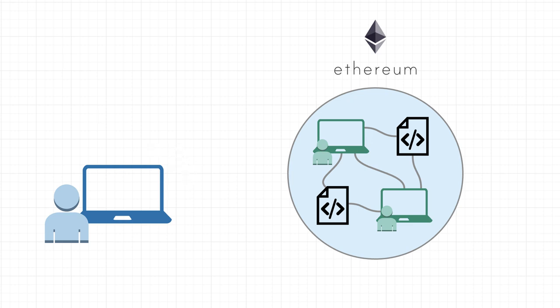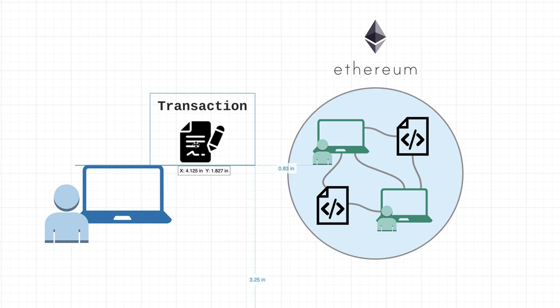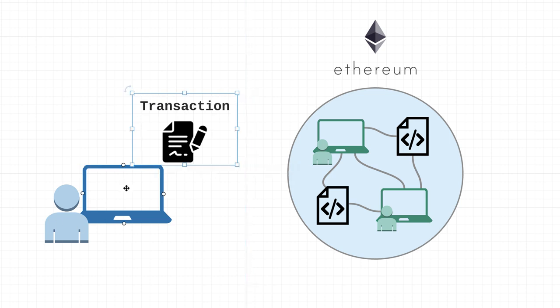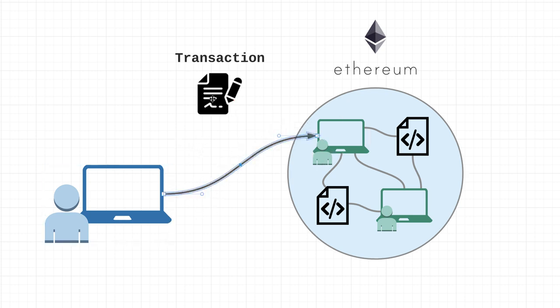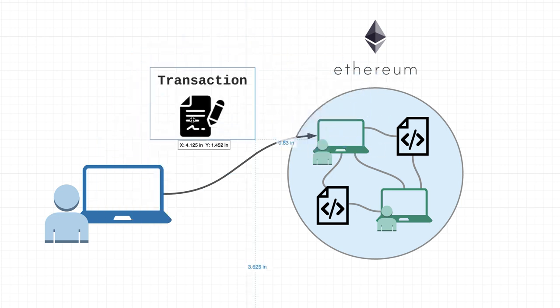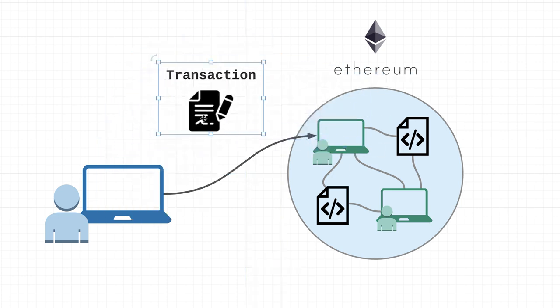So just to recap, a transaction is basically an instruction from an account requesting some kind of update to the state of the Ethereum network. Now, the most simple example would be a transaction requesting a transfer of Ether from one account to another. And in this example, the part of the network that would update is, of course, the account balance of this blue person and this green person right here.